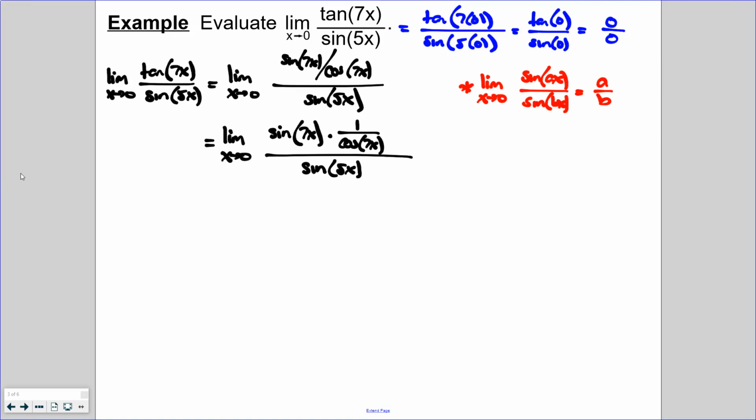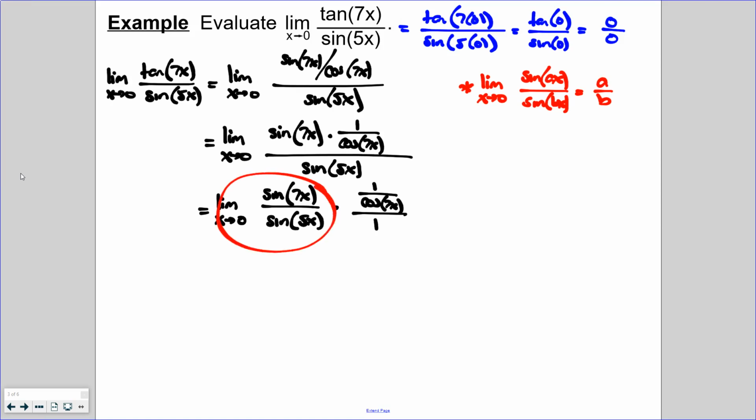Alright, so we got the sine of 7x to be free from the cosine, but that cosine of 7x is still hanging around. So I need to continue to rewrite this. So I can rewrite it as sine of 7x over sine of 5x times 1 over cosine of 7x over 1. So now I've been able to pull that cosine of 7x out, and that's going to leave us with something that matches our identity. Except first, we have to put this 1 over cosine of 7x into its own limit.